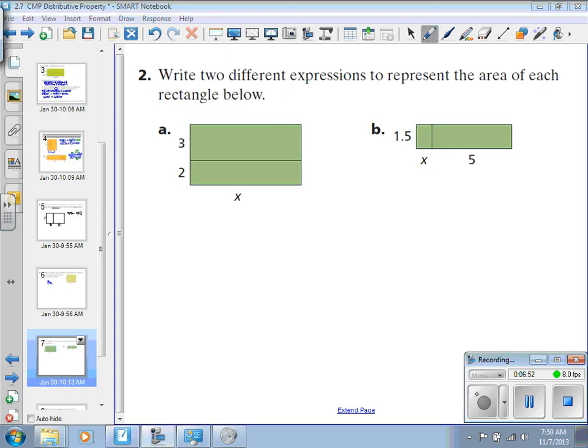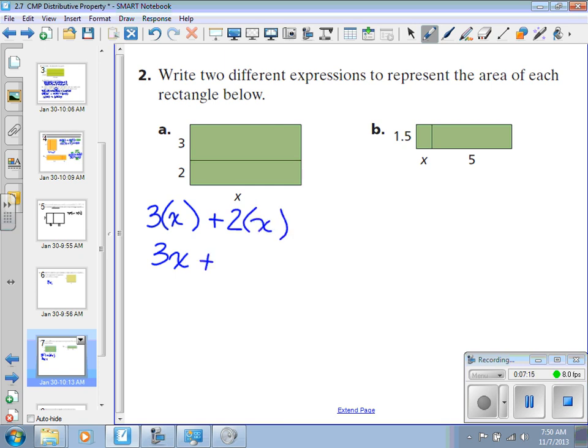Okay, for our next one, we need to write two expressions to represent the area of each rectangle. So we have x being multiplied by both the 3 and the 2 portions. So we do 3 times x, which we don't need parentheses for, so it'd be 3x. And then 2 times x, so again, we get 2x. Or we can do x times 3 plus 2. It did not ask us to simplify any of that, so we would just leave them like that.